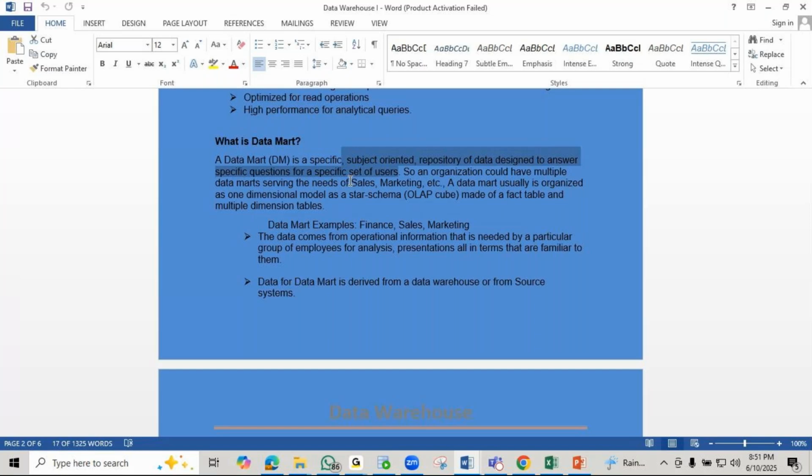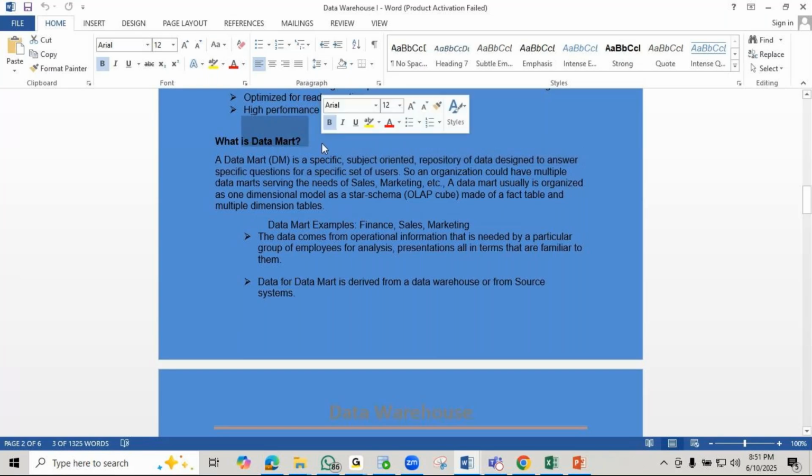So that single place is called data warehouse. So what is data warehouse? Data warehouse is nothing, it is a collection of data marts. And what is data mart? Data mart is nothing, it is a repository of the data warehouse only. Now how can we relate it to the project point of view?